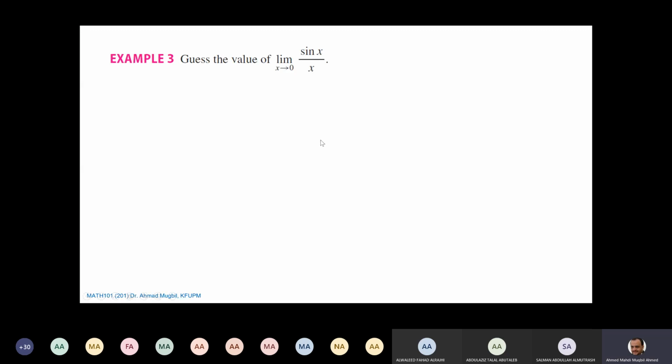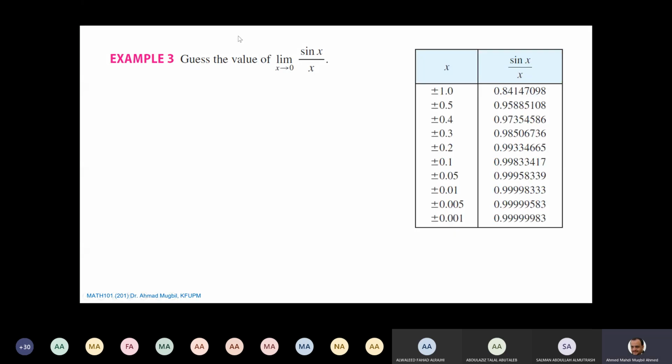Another way here, this is important. We will prove this later. But how to guess the value of this function? Again, you need a calculator. It looks like when you are very close to 1, when this is going to 0, this will be close to what, ya shabab? 1. Almost 1. Yeah. And we will see later, of course, that the limit of this function is 1.